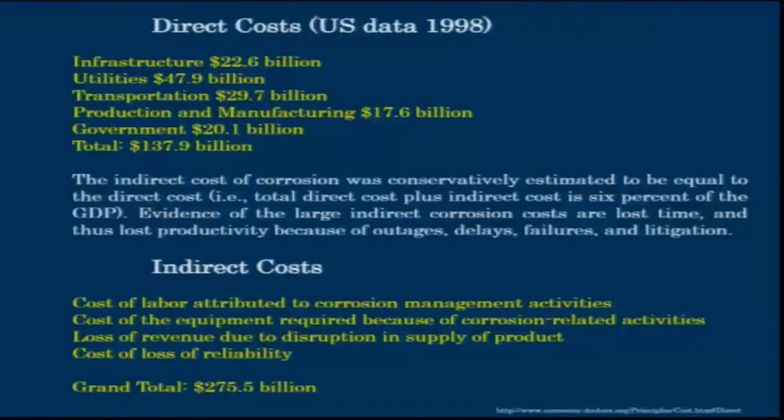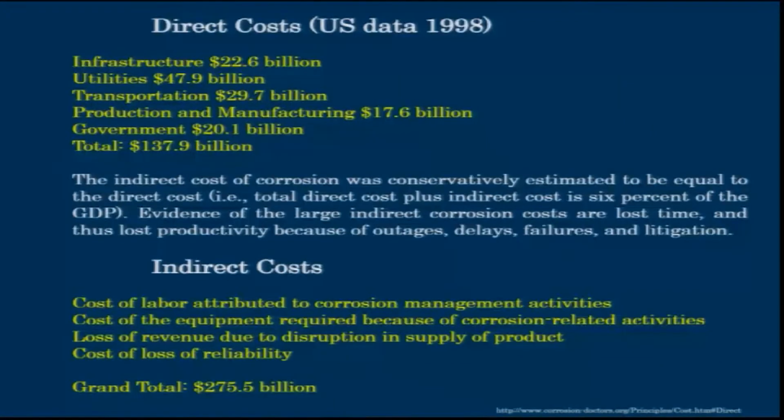Loss of revenue due to disruption in supply of product. For example, the bridge is broken, and once the bridge is broken, then for at least the next 2-3 months the supply chain is broken. So it is also loss of money. Of course, the cost of loss of reliability is not mentioned here. There is nothing more important than life; there will be loss of life. So this is the kind of data I am showing. So we have to study corrosion.